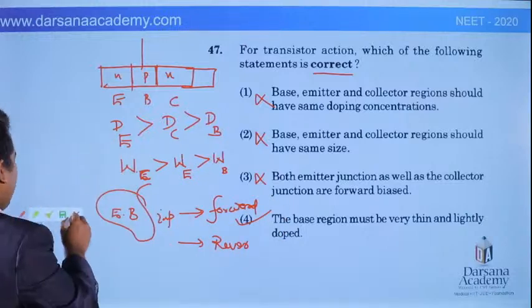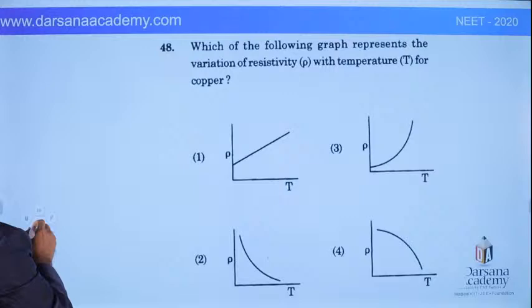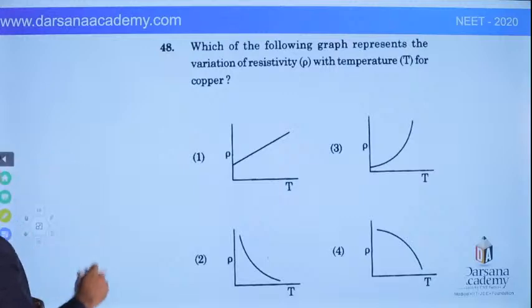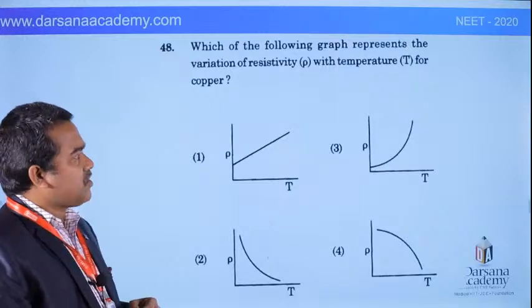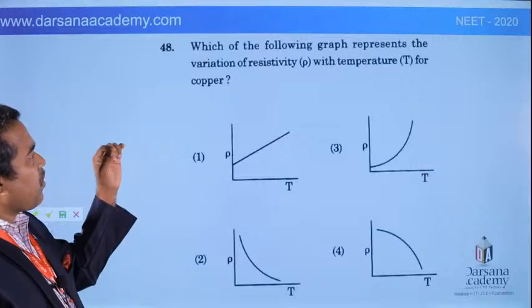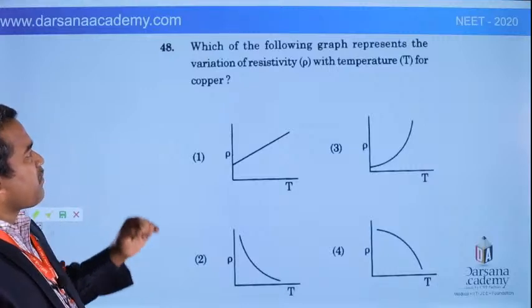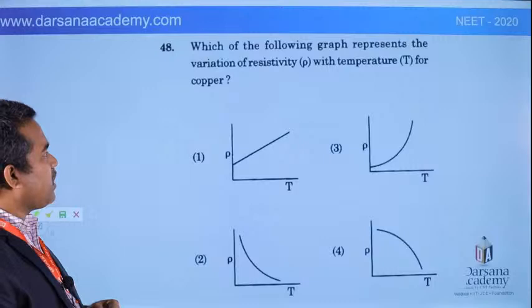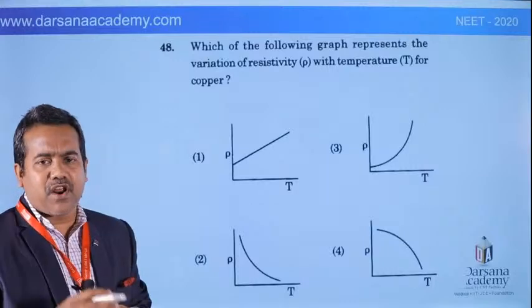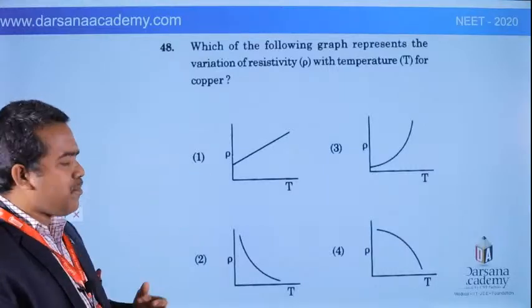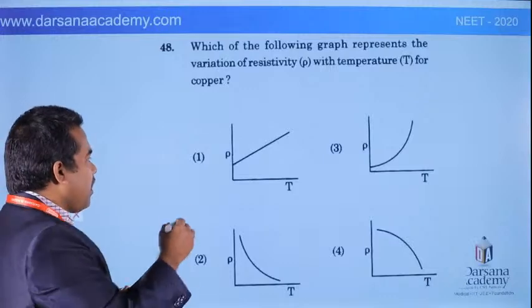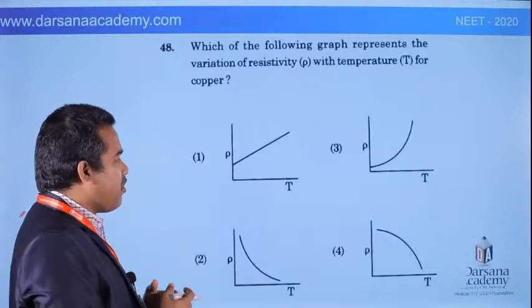So we can move with the 48th one, a simple graphical question from current electricity. Which of the following graphs represents the variation of resistivity with the temperature T for copper, for a material? So what about the first material? Yes, it is for alloys like nickel material.